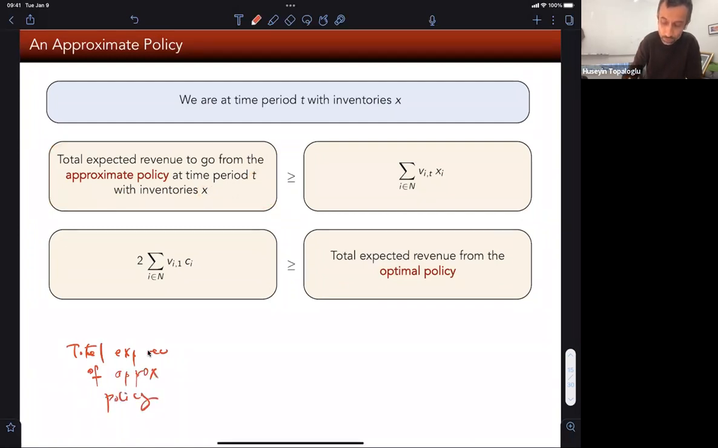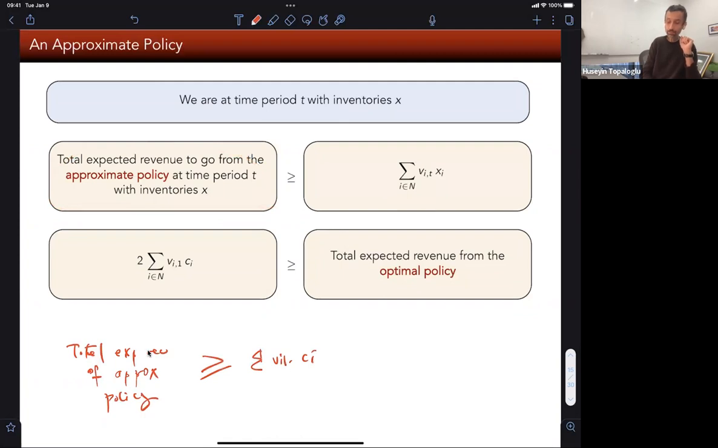So I'm using this first inequality with the initial inventories at the first time period. This is going to be the total expected revenue from my approximate policy, while the right-hand side is computed at the initial inventories at the first time period. So that's what the first inequality gives me if I use it at the first time period with the initial inventory C.